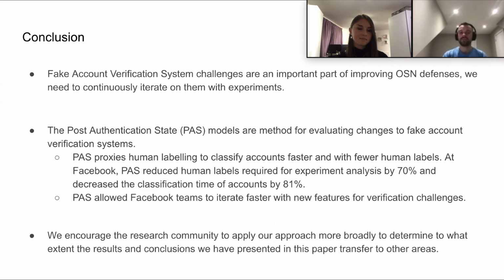PASS can be used to measure the effectiveness of changes in the verification system over time and to analyze A/B experiments which aim to prevent abusive accounts clearing or help benign accounts to clear the system. At Facebook, PASS reduces the volume of human labeling required for experiment analysis by 70% and decreased the classification time of accounts by 81%. PASS has allowed Facebook engineering and data scientist team to integrate faster residual features for verification challenges, scale experimentation launch and analysis, and improve the effectiveness of verification systems at remediating fake accounts.